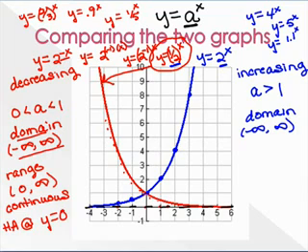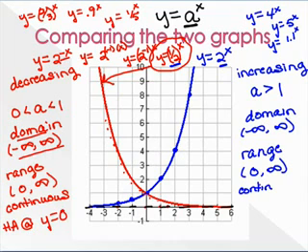So that same thing applies over to our blue curve. It also has a range of 0 to infinity. It is also continuous, and it also has a horizontal asymptote at y equals 0. So these two graphs have a lot in common. The only difference, one is increasing, one is decreasing. Okay.